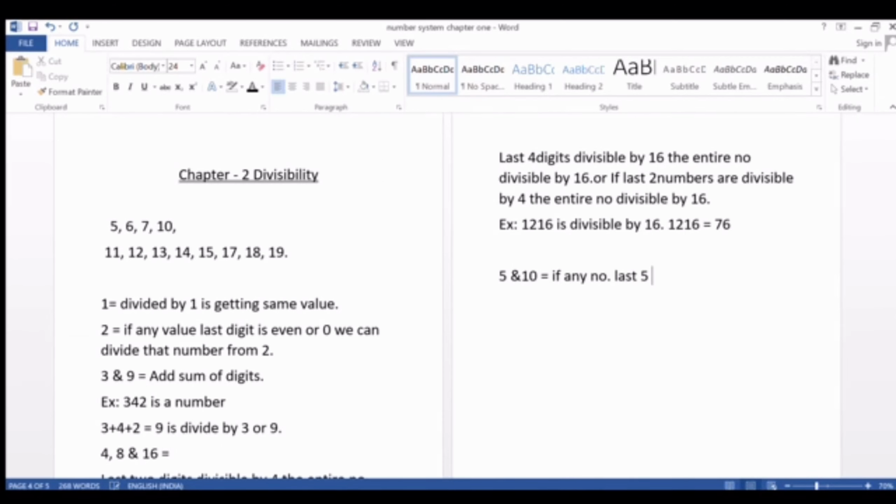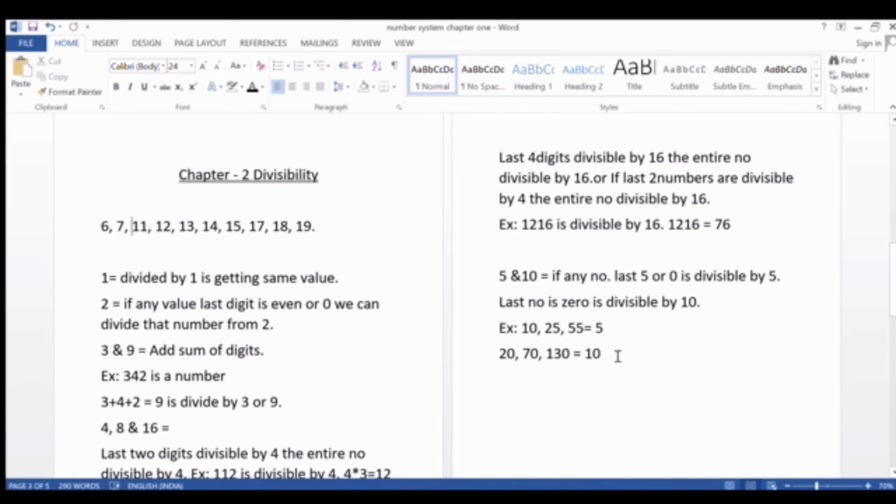Next we move on to 5 and 10. The divisibility rule of 5 and 10 is: if the last digit of a number is 5 or 0, it is divisible by 5. If the last digit of a number is 0, that value is divisible by 10. For example, 10, 25, 15 or 55 are numbers divisible by 5. And you all know the divisibility rule of 10: if the last digit of a number is 0, the whole number is divisible by 10. I hope you understand the divisibility rule of 5 and 10.